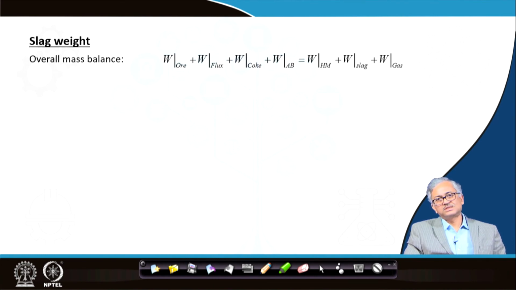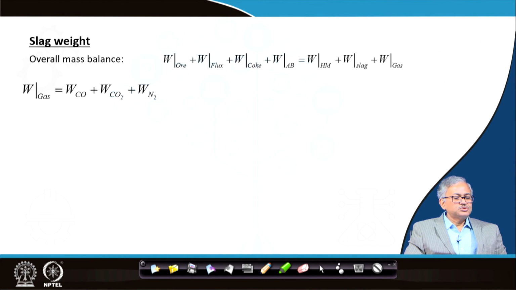Since I know how many moles have come through the air blast, I can easily calculate how many moles of oxygen also come in through that air blast. So I can calculate the weight of the air blast. I know the weight of the hot metal. I also know the weight of the gas, because in the gas I know all the mole constituents: how many moles of CO, CO2 and nitrogen there are. I just need their molecular weights, and multiplying gives the weight of the gas. Then the rest will be the weight of the slag only. So this is also a way, and all the data are available.